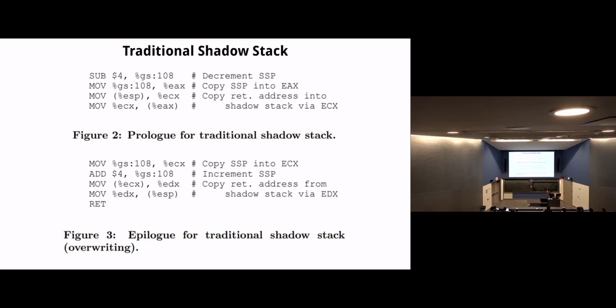ECX points to the return address in the shadow stack, which we trust. We think that is not overwritten by the attacker. What is on the main stack may be overwritten by the attacker. So we move the address to EDX. Then we move EDX to what ESP points to. So we copy the return address on the shadow stack back to the main stack. Then we do a return. So this is basically an overwrite. Even if the attacker has the ability to overwrite that return address, when the function returns, it will get the original return value from the shadow stack.